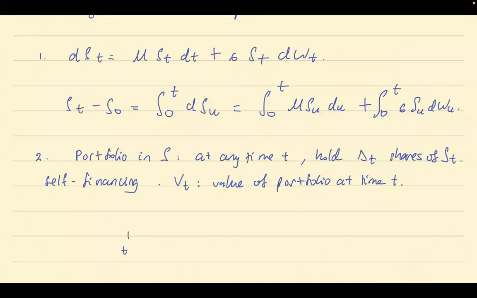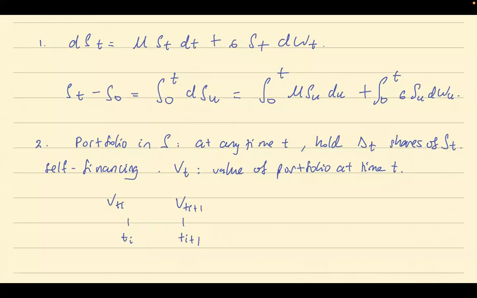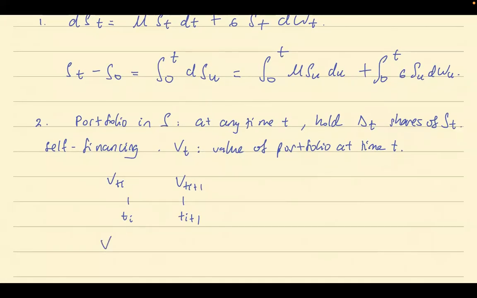Suppose you take two time moments. Let's say this is T_i, this is T_{i+1}. So this is the portfolio value at time T_i, and the portfolio value at time T_{i+1}. Now the change in your portfolio value over this time period is this quantity, V_{T_{i+1}} minus V_{T_i}. This is the change in portfolio value.